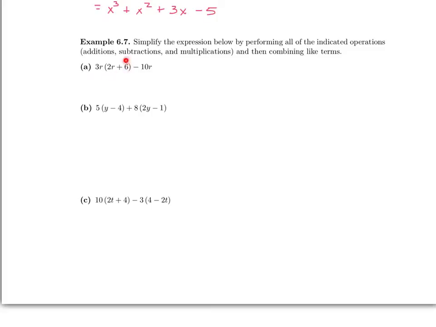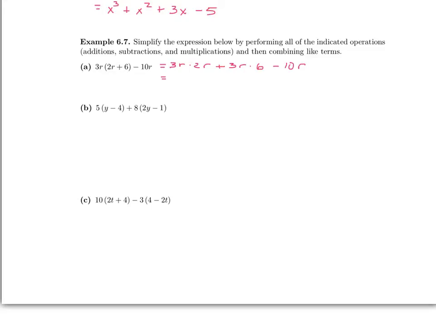Can you see that this product here resembles the distributive property? It's a number times a sum. Whenever you have that form, you can use the distributive property to perform the multiplication. So here, when we perform the multiplication, we will arrive at 3r times 2r plus 3r times 6, and then we're subtracting 10r.